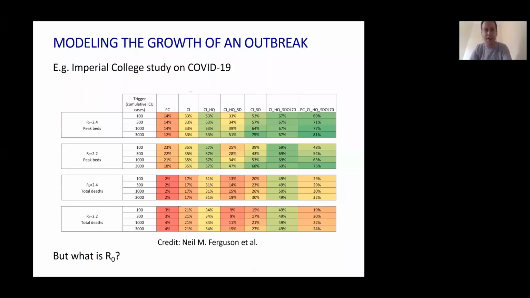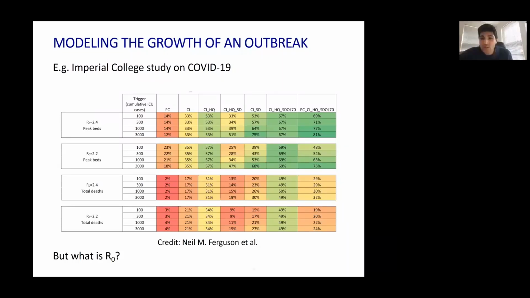The left column says peak beds, right? So these first two items are peak beds. How many hospital beds will you need? So a number like 18% means you will need 18% less than what you would need if you were not using any intervention at all. 69% would mean you would need about 70% less beds than if you would not intervene at all. This is like the 8th row of this table.